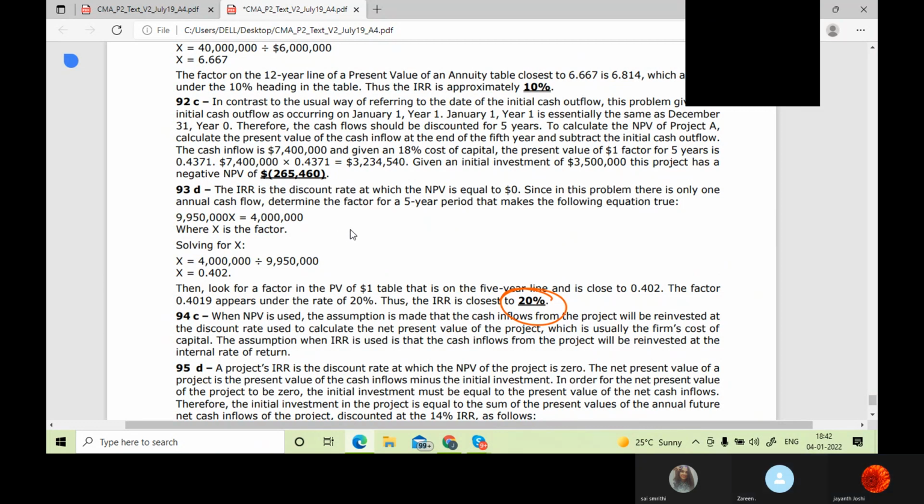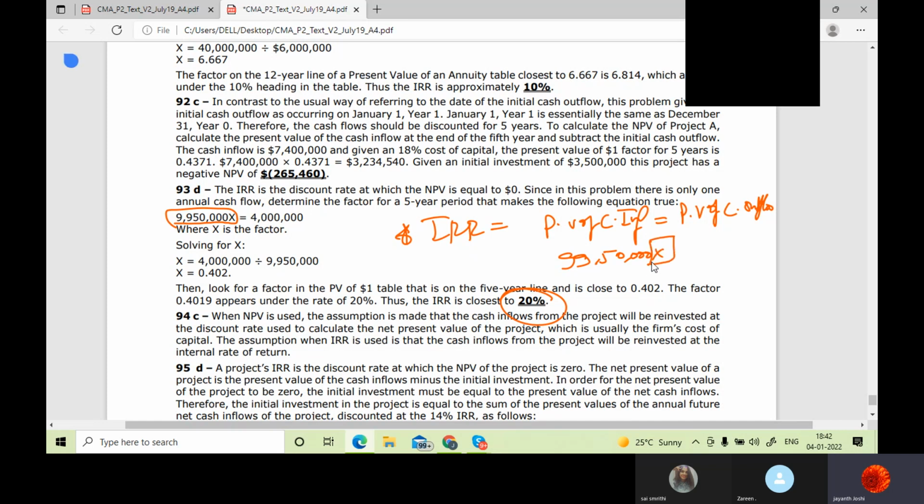See what they have done. IRR is nothing but that rate at which your PV of cash inflows should be equal to PV of cash outflows. So PV of cash inflow I can get by just taking 99 lakh 50,000 and multiplying with the discounting factor. That discounting factor I'm keeping reserved, I'm assuming it as X. That should be equal to your 40 lakhs, correct? Please tell me yes or no.